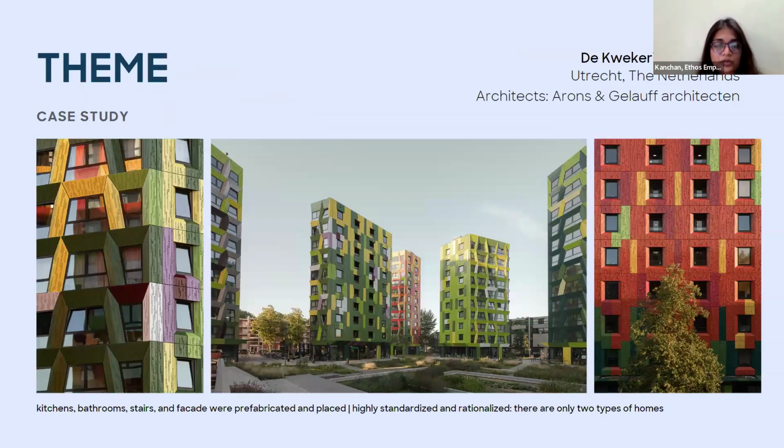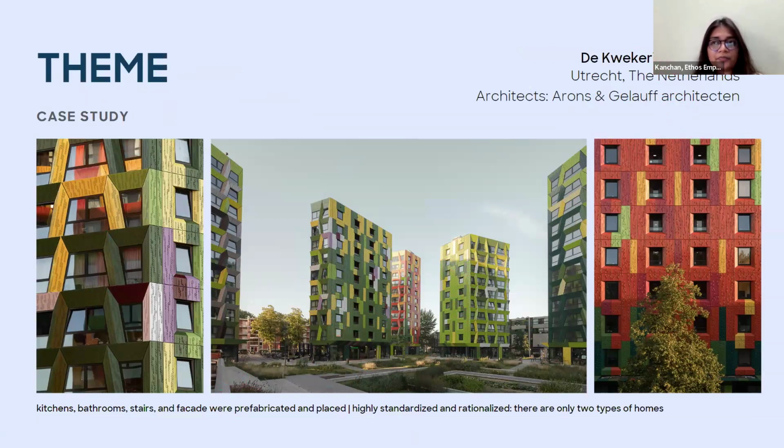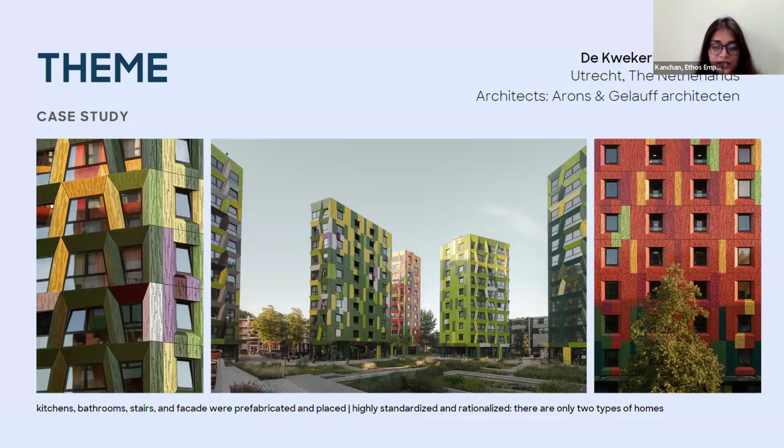The second case study that you can look up yourself is called the De Quickeridge Apartments. It's in Utrecht, Netherlands. And again, a very interesting facade, and you can see there are different sizes of buildings. So prefabrication or pre-manufactured elements doesn't mean you have to just stick to boxes. You can play around with shapes and sizes of the buildings, right? In this particular case study, the kitchens, bathrooms, stairs, and facade were prefabricated and placed on site. It's a very highly standardized and rationalized building.